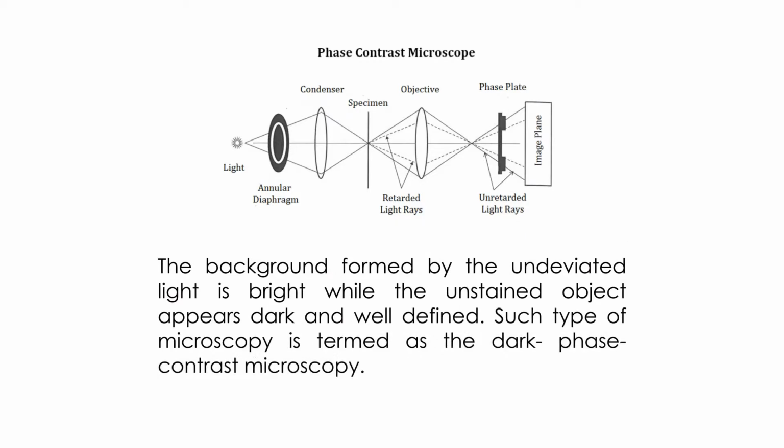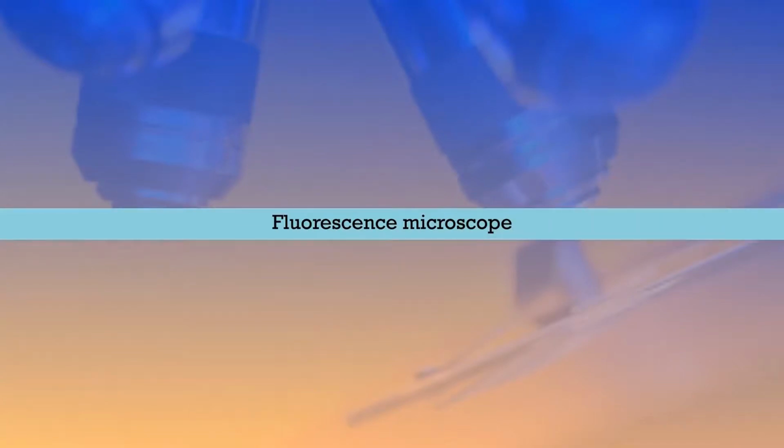The background formed by the undeviated light is bright, while the unstained object appears dark and well defined, and such type of microscopy is termed dark phase contrast microscopy. Phase contrast microscopy is especially important in observing live microbes with transparent cytoplasm, while it is less effective for observing smaller organisms whose cytoplasm has low refractive index. Now we'll come to the fluorescent microscope.